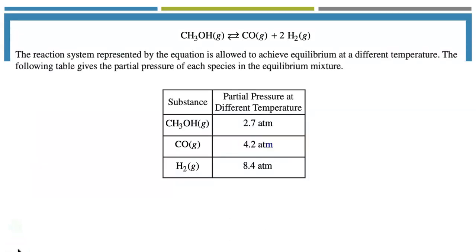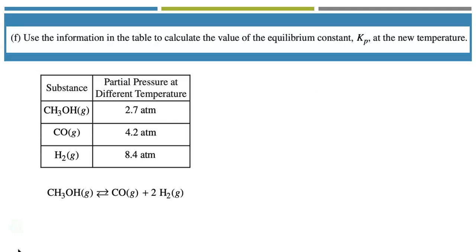The reaction system represented by that equation is allowed to achieve equilibrium at a different temperature. The following table gives the partial pressure of each species in the equilibrium mixture. And there they are in the table. What does Part F ask us to do? Use the information in the table to calculate the value of the equilibrium constant at this temperature.